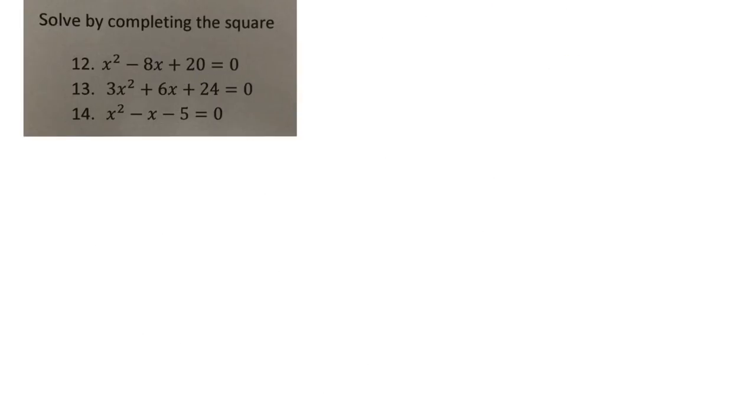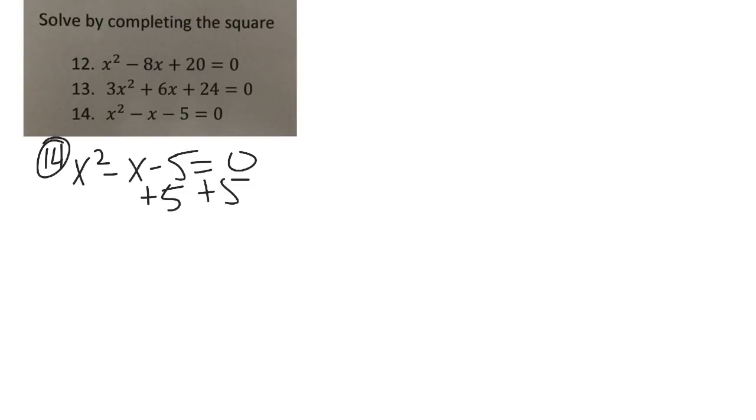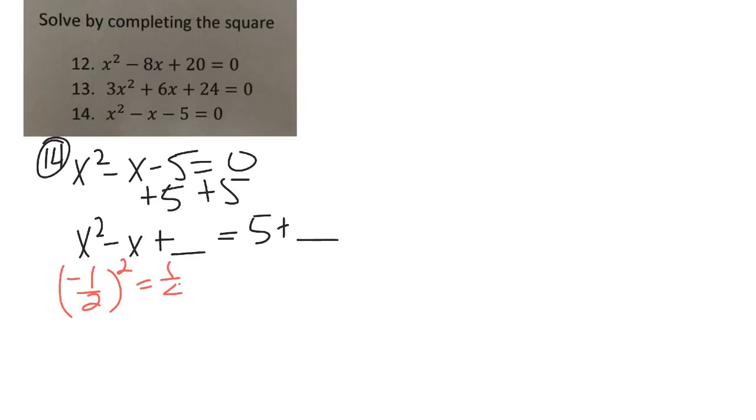All right, and the last problem here. x squared minus x minus 5 equals 0. It's not a perfect square. Coefficient's already 1, so I can start by moving the 5. So we have x squared minus x plus something equals 5 plus something. And we take our middle term, negative 1, divided by 2, and square it. So negative 1/2 squared is positive 1/4. And that's what I'm going to add to both sides.